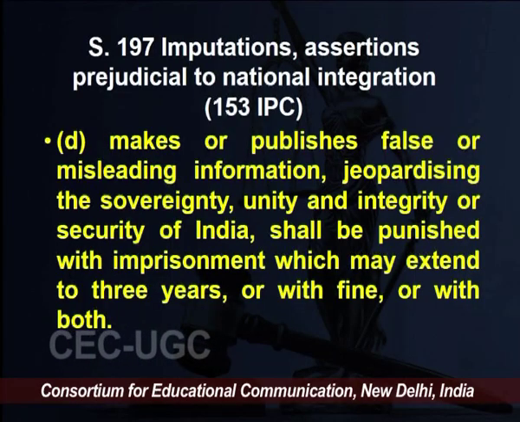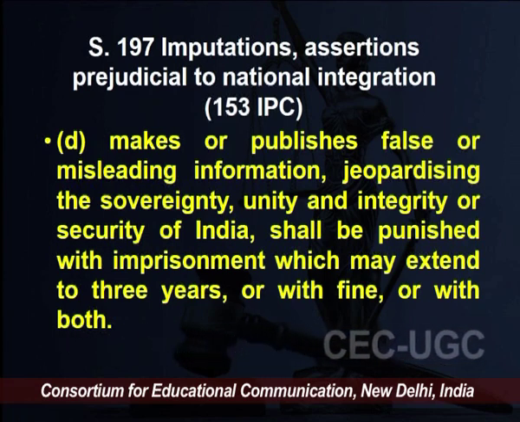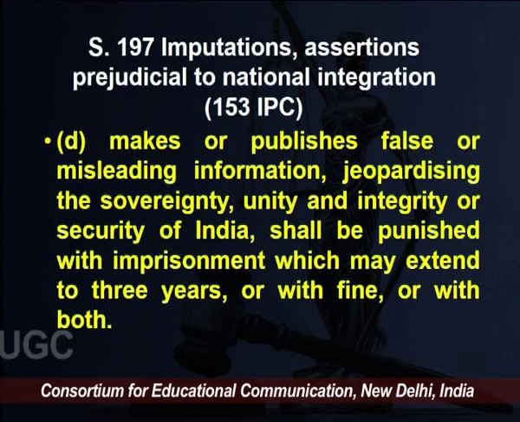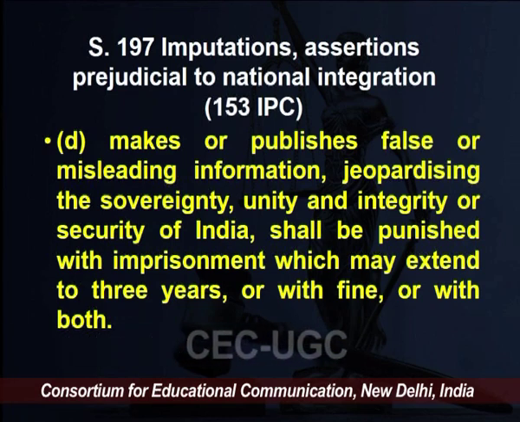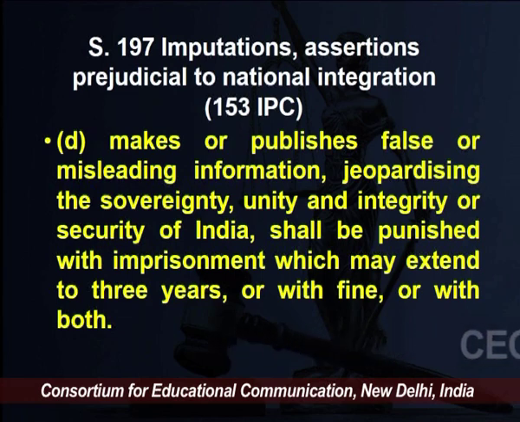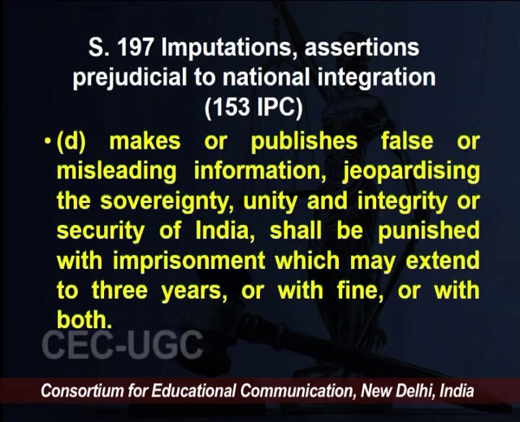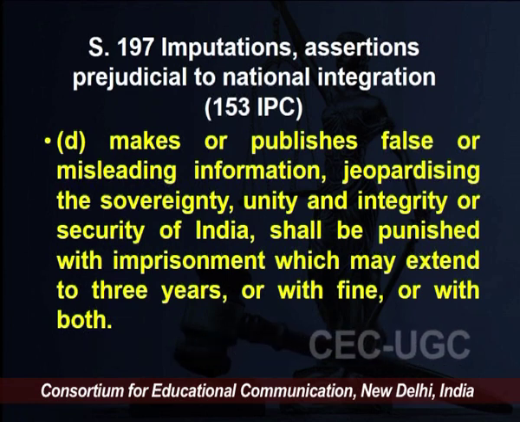And there is one new provision that has been added, subsection D, that has been added to section 197, that deals with imputations, assertions that are prejudicial to national integration. And it says, whoever makes or publishes false or misleading information jeopardizing the sovereignty, unity and integrity or security of India, then such a person shall be punished with imprisonment, which may extend to 3 years, or with fine, or with both. So this section 197, subsection 1D of the BNS, introduces a provision with the objective to deter or to stop the dissemination of false information that could pose a threat to our country's core values, that could be divisive and that could pose a threat to our security. So now that has been also made a punishable offense under the BNS.